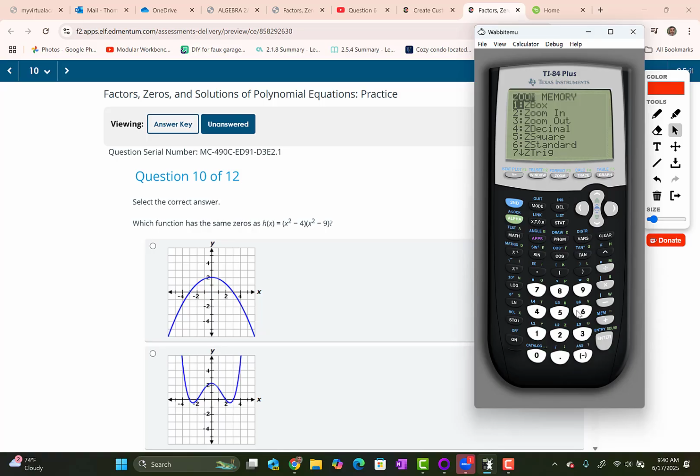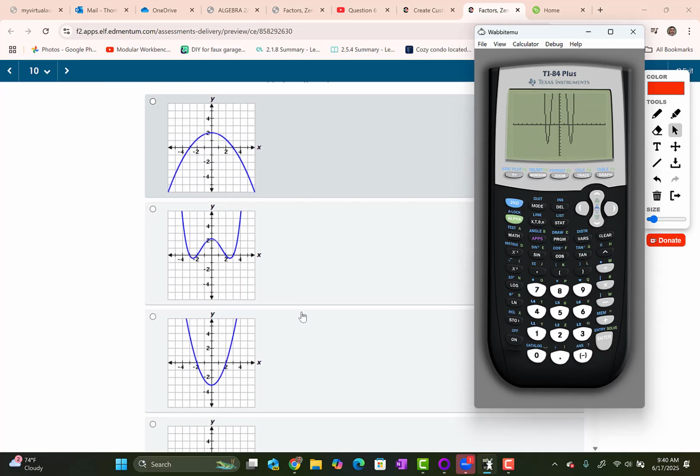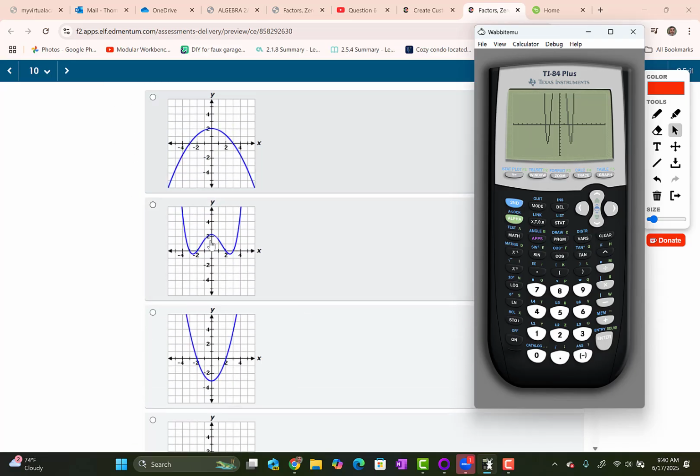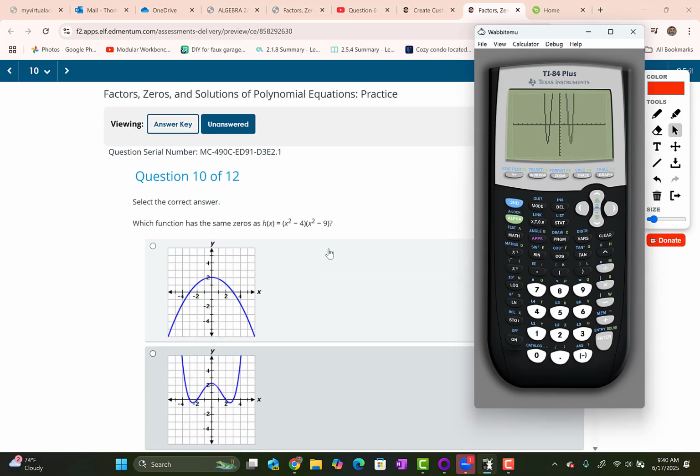I just realized my window is set wrong. If your window is also set wrong, hit zoom 6 and that'll fix it. And you can tell the graph is a little stretched out version because my viewing window is different than the answer choices, but it's pretty clear to see that this second choice looks like a W is the correct answer.